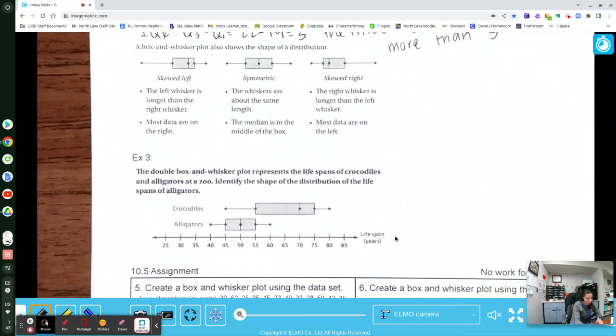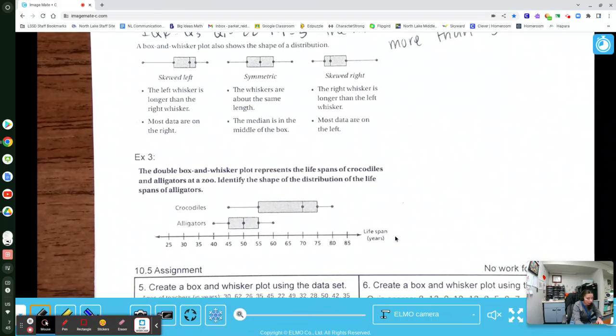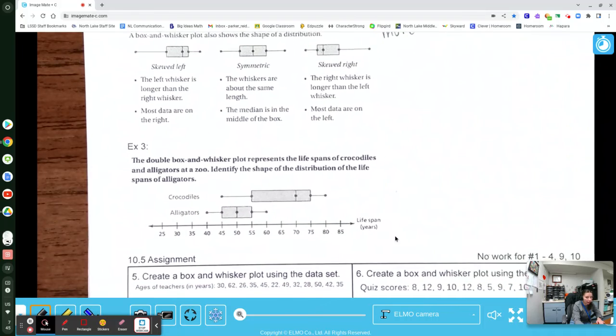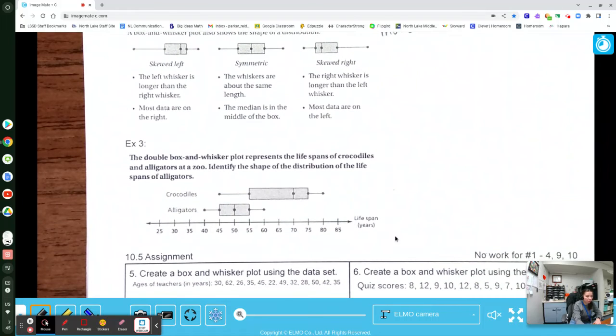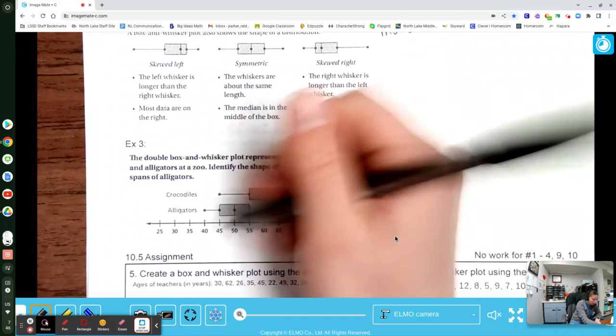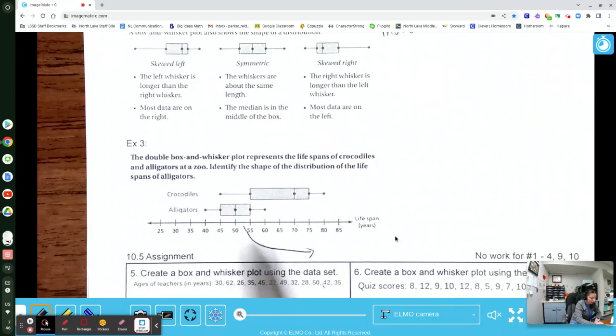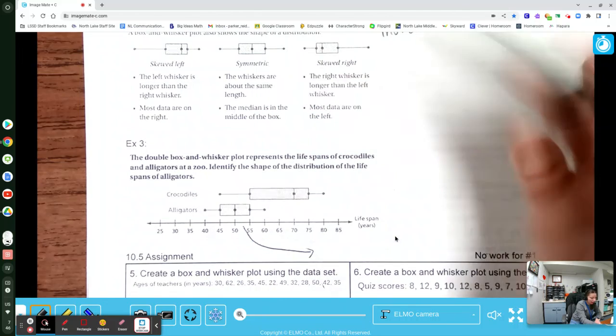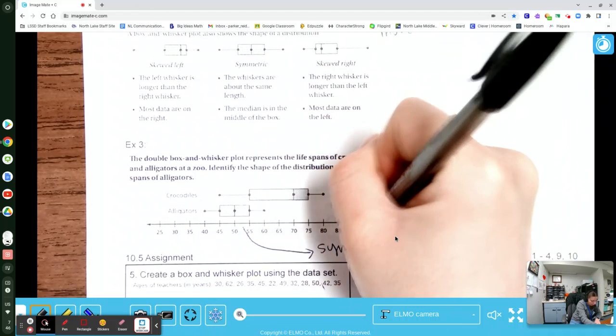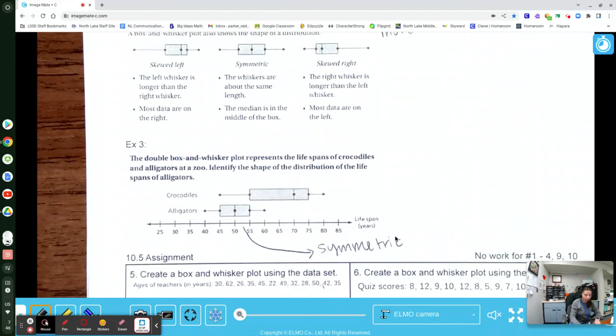Okay, so example 3, the double box and whisker plot represents the lifespan of crocodiles and alligators at a zoo. Identify the shape of the distribution of the lifespans of alligators. So it's not even requiring us to use the crocodile one here. We are only really looking at the alligator one here. So I want to describe what shape is that. Well, I see whiskers that are approximately the same length, a median that is approximately in the middle of the box. I would say that looks symmetric. This is a symmetric distribution.